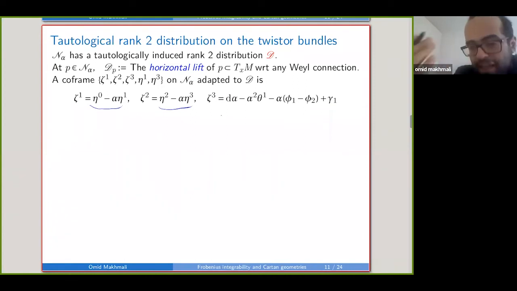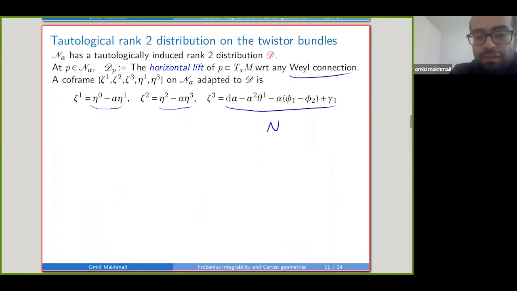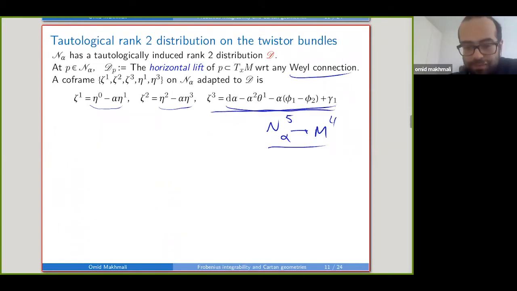And one can check again, this is working with a Weyl connection, just any Weyl connection, we'll see that it will be the same. Then you see the vertical one form for the fibration alpha to M. So this is four dimensional, this is five dimensional. We need to introduce how the Weyl connection gives a unique vertical one form with respect to this fibration, and it's exactly this zeta three.